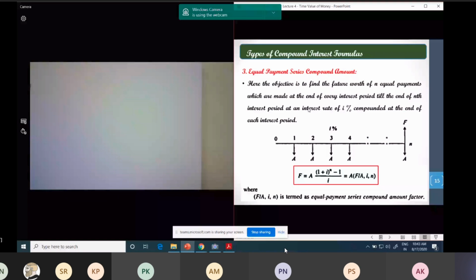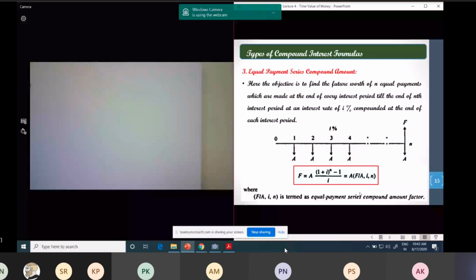So that means all the insurance premiums which we will be paying from year 1 to year 10, collectively I will get some amount after 10 years. That value is nothing but the future value, provided the interest rate is say 7% or 8%. So in those cases, this equation will be used. Symbolically it is written as A into F by A, i comma n.